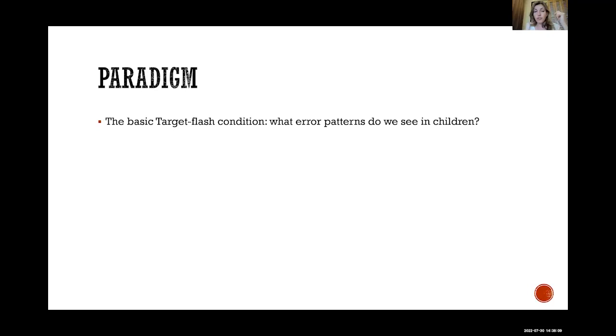This basic version of the task allows us to look at error patterns that children make when they are producing these kinds of sentences at the service of a communicative goal. But you can also add manipulations of cognitive demands to this paradigm. We basically create a second condition, which I call the cue flash condition. This is how it works.